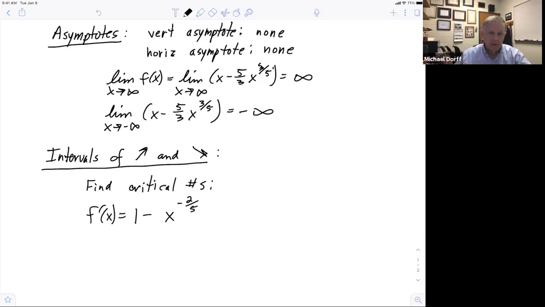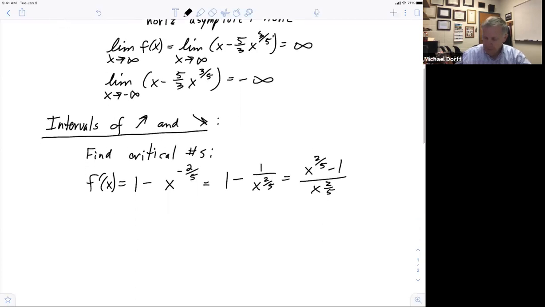Remember, when I take the derivative of 5/3 x to the 3/5, I bring the 3/5 out front. That cancels out with the 5/3. And then I have x to the 3/5 minus 1, which would give me x to the negative 2/3. I can rewrite that as 1 minus 1 over x to the 2/5. And getting a common denominator now, I have x to the 2/5 minus 1 all over x to the 2/5.